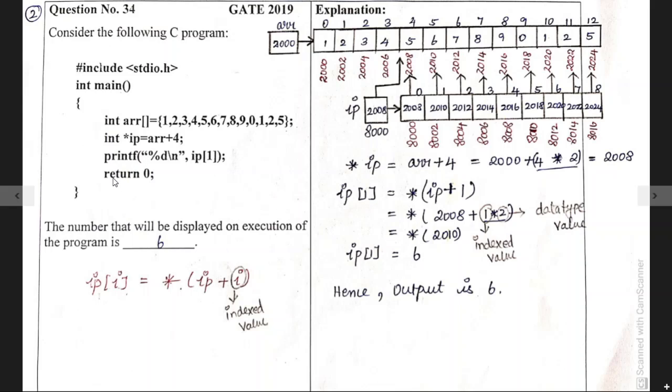Move on to the next line, return 0. So the program is completed. After executing this program, in the output screen I got 6 as an output. So the answer is 6. Got it? Okay. We will move on to the next program.